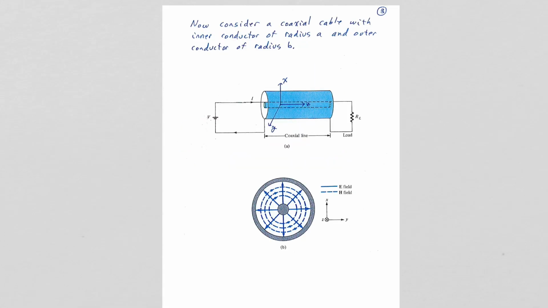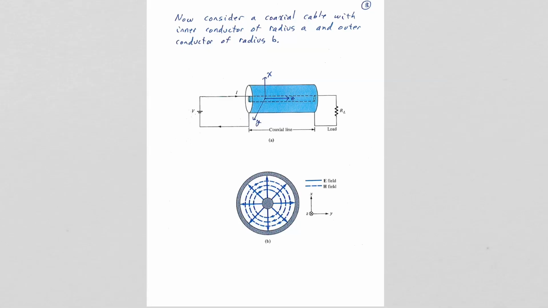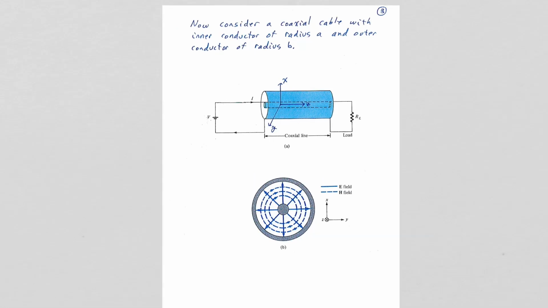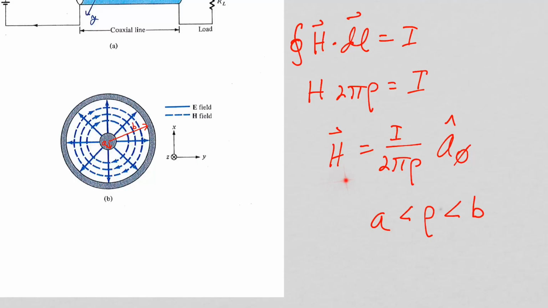Let's now look at what the Poynting vector tells us about power flowing from a source to a load. We will use a coaxial cable to deliver the power from our source to our load. This is a cross-section through the coaxial cable showing the magnetic field intensity lines and the electric field intensity lines. On the inner conductor, the current is flowing in the Z direction, so into the page. You can find the magnetic field intensity lines as we just did using Ampere's circuit law. So inside the coax, the magnetic field intensity is I over 2 pi rho in the phi direction, and A is the radius of the inner conductor, and B is the radius of the outer conductor.